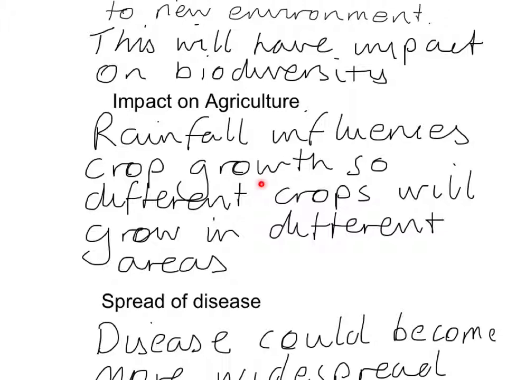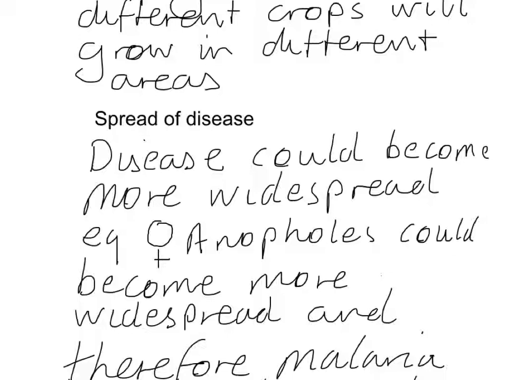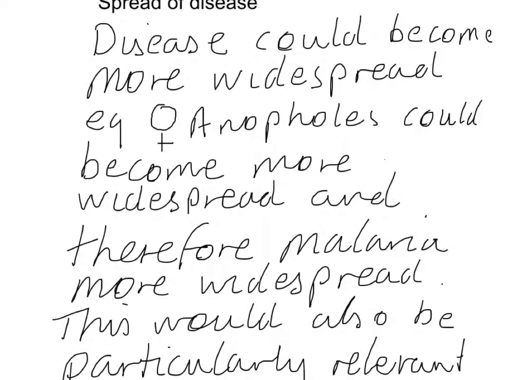And lastly here we've got spread of disease. So disease could become more widespread. We know about the female Anopheles, which is a vector for the Plasmodium protozoan, which causes malaria. So if Anopheles became more widespread across the planet, you'd get more malaria. So you might get malaria moving into European countries as opposed to just sub-Saharan Africa, and causing huge problems to our human populations.